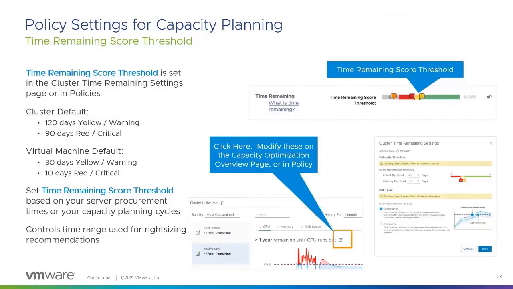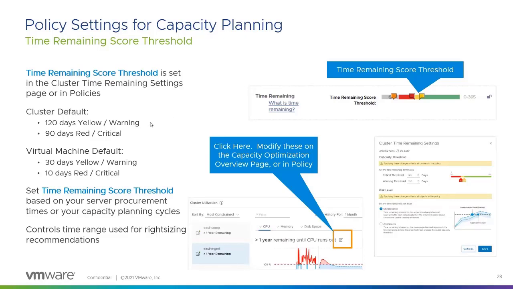So there's a couple of settings that I want to talk about next. We have what we call a time remaining score threshold. This is an important setting for telling you when you're going to be running out of capacity and setting your criticality of those timings. But it's also useful for right sizing of virtual machines and clusters, et cetera. So it's important to know what these are set to and how this affects the capacity projections from the system.